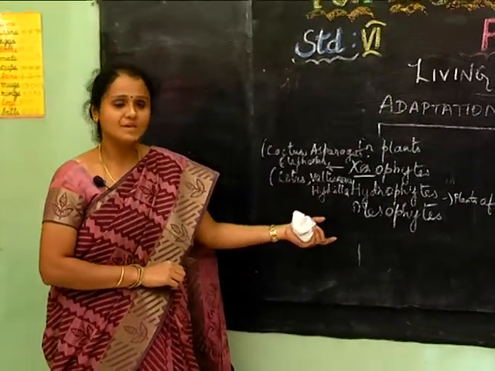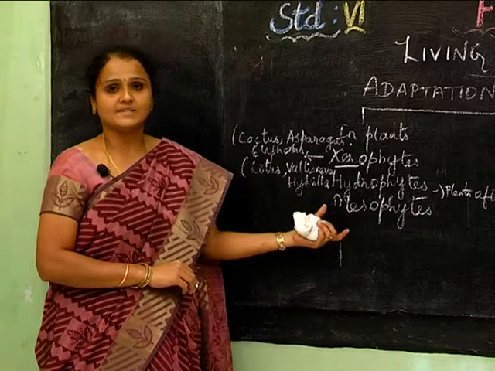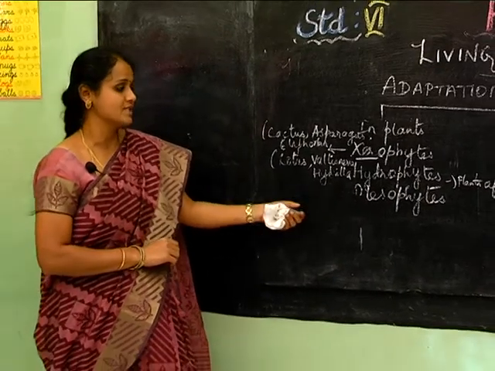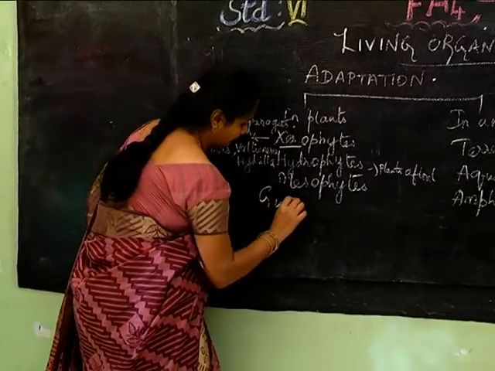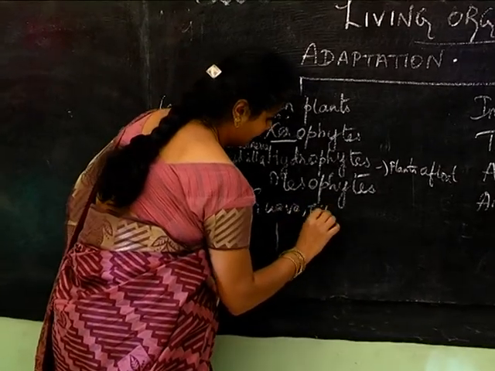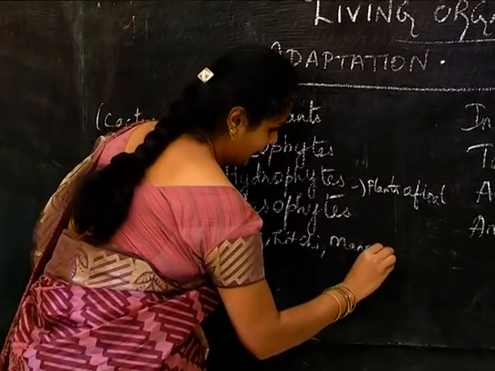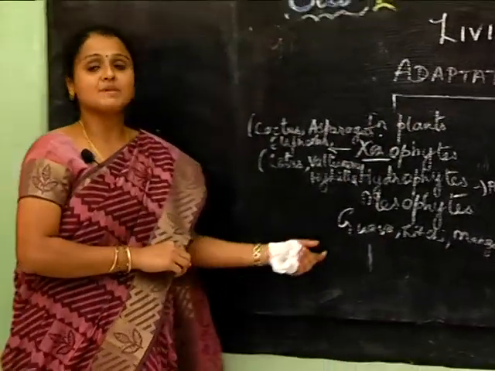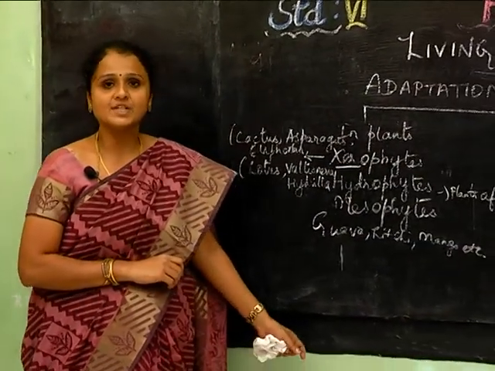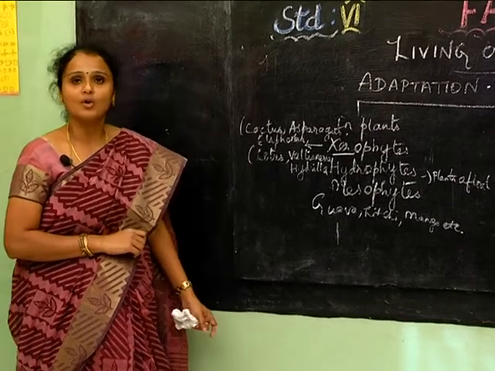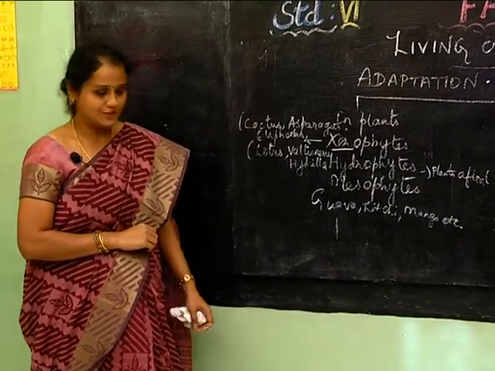Next one is mesophytes. Mesophytes are found all around us. Examples are all the plants found around us, such as guava, lychee, mango, etc. These mesophyte plants live in moderate climatic conditions with a moderate supply of air, water and temperature.